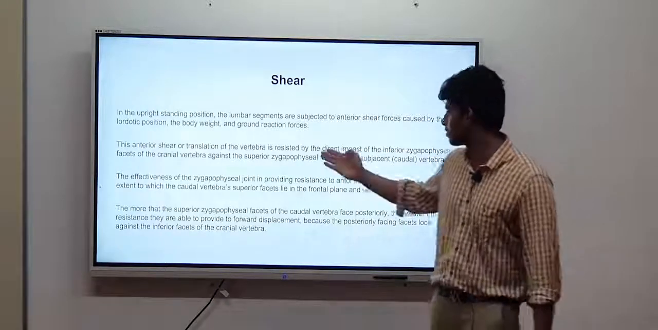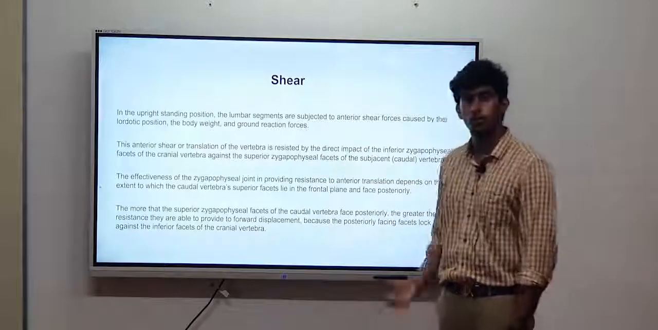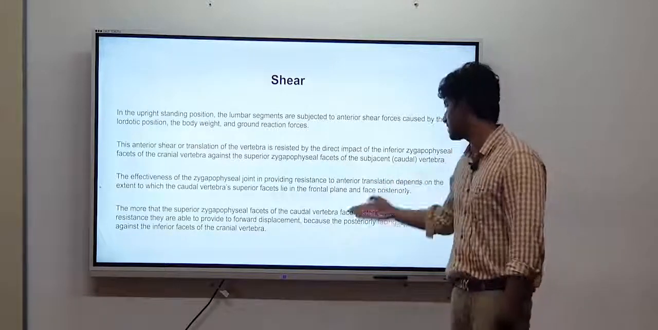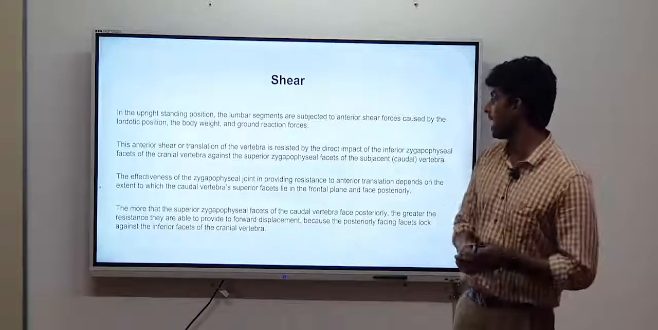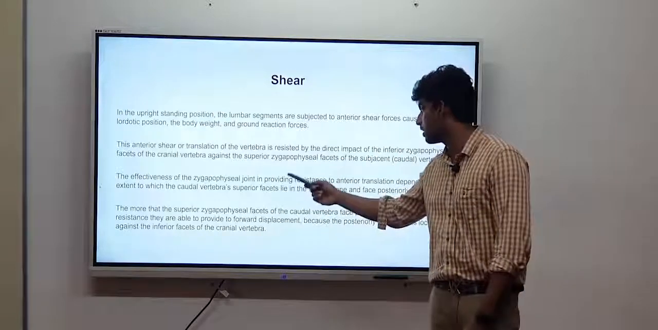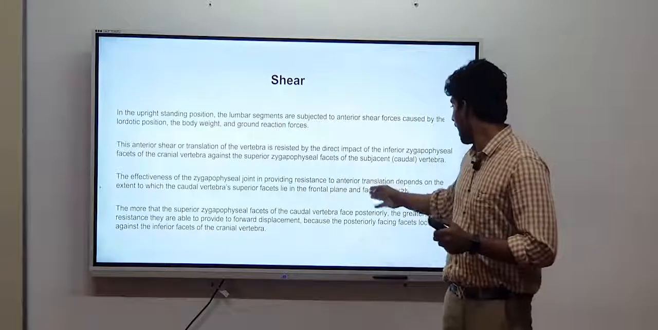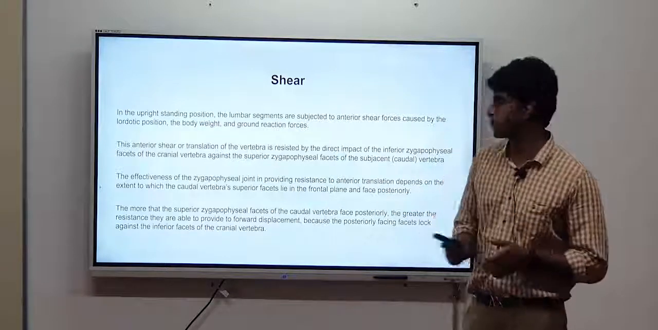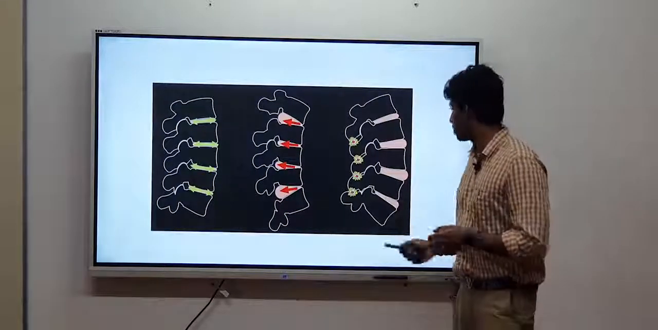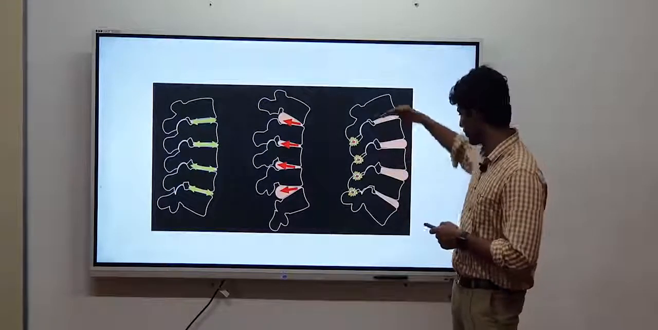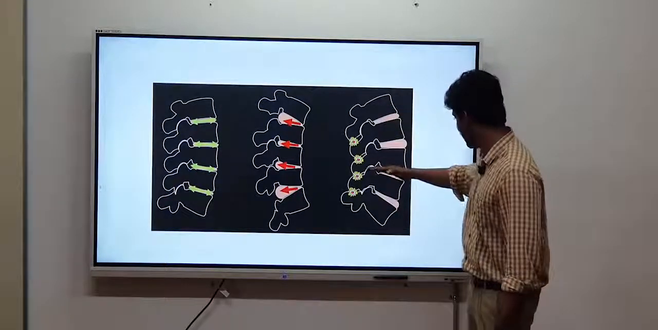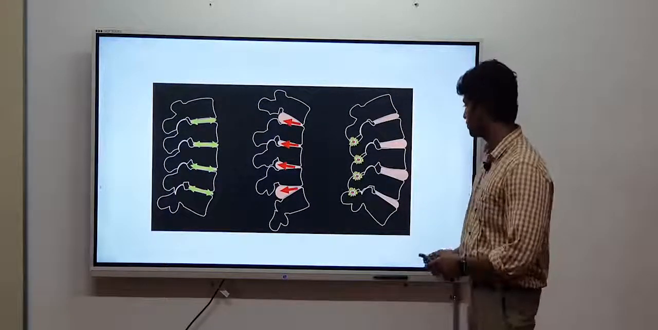So the effectiveness of the zygapophyseal joint in providing resistance to anterior translation depends on the extent to which the caudal vertebra's superior facet lies in the frontal plane and faces posteriorly. So this is what occurs when it goes into the lordotic curve, it will slide anteriorly.